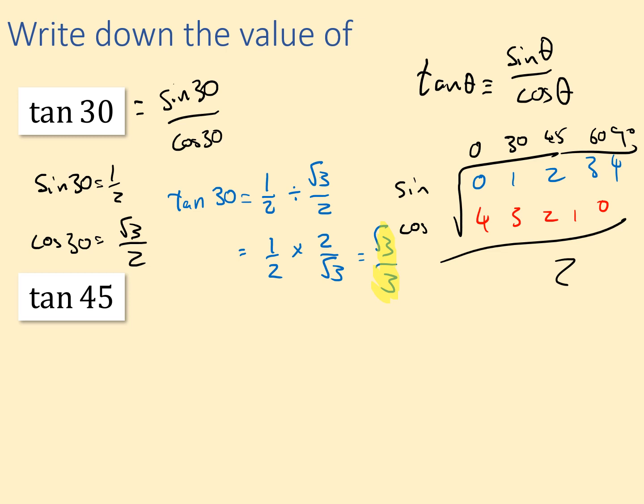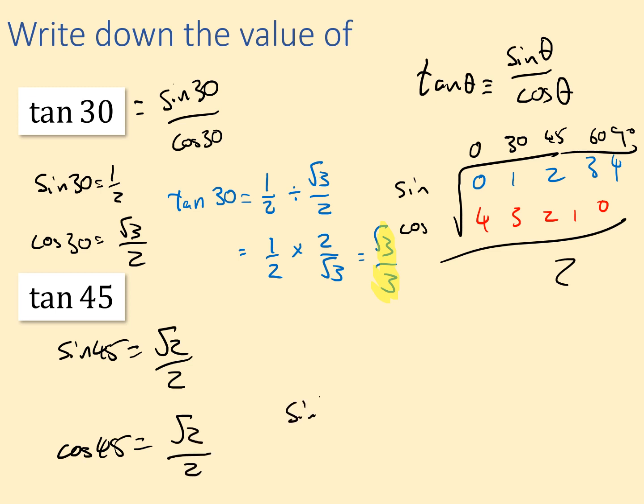Okay, tan 45, see if you can do this one on your own. You might want to pause the video and give it a go. Okay, so we're going to work out the sine of 45, and that's the square root of 2 over 2. And then we'll work out the cos 45, that's also root 2 over 2. Well, tan of 45 is sine 45 divided by cos 45, which is going to be root 2 over 2 divided by itself. And anything divided by itself is 1. Okay, there you go, tan 45 is 1.